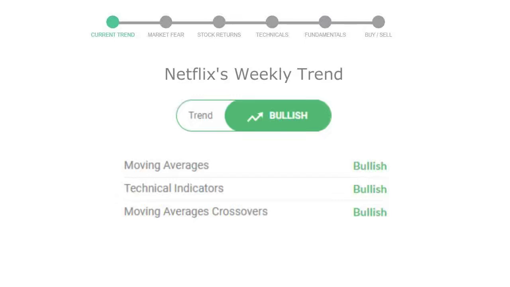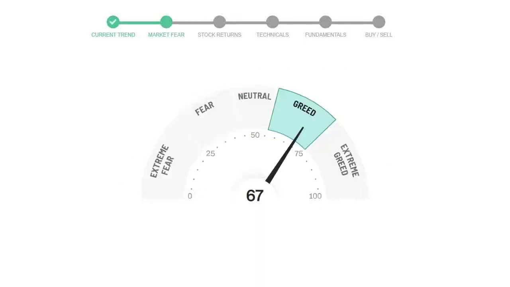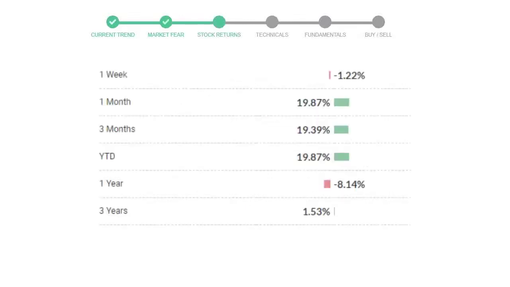Today's market fear and greed index is 67, which is indicating greedy emotion in the public sentiment. We usually look at this indicator to make our buy or sell decisions better. Netflix gave negative 1.22% returns in the last week, 19.87% in the last 30 days, and 3 month returns are 19.39%.